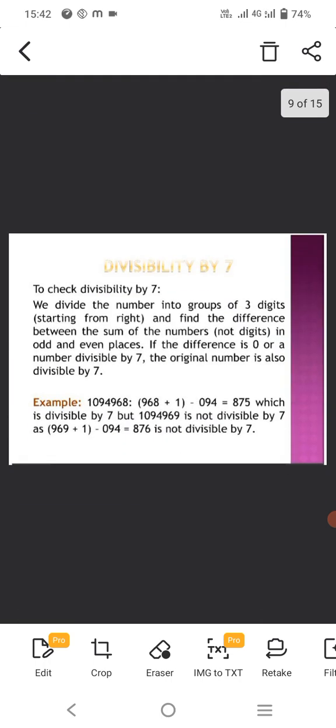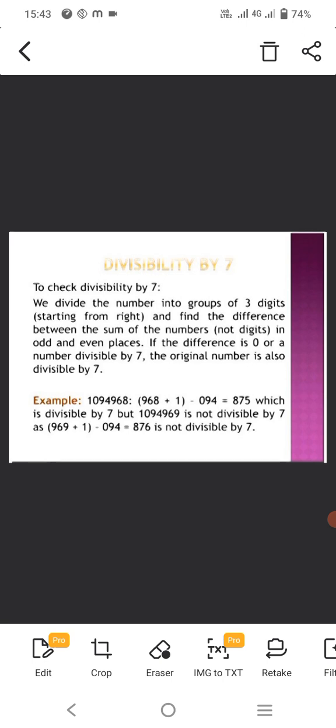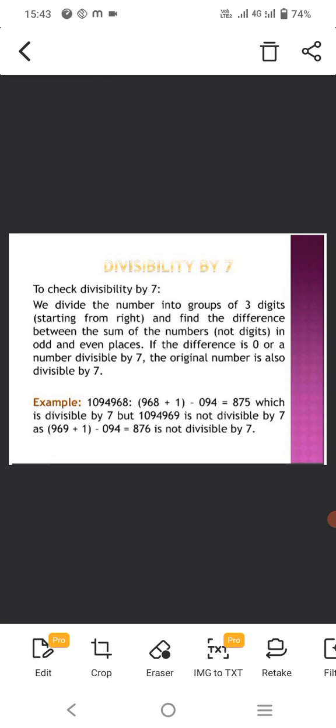Next, divisibility by 7. Divisibility by 7 is a special case. To check the divisibility by 7, we divide the number into groups of 3 digits and find the difference between the sums of the groups at odd and even places. For example, 10,94,968. The last 3 digits are 968, plus 1, minus the other group 094. 968 plus 1 equals 969, minus 94, which is equal to 875. This number is divisible by 7, but 10,94,669 is not divisible by 7.